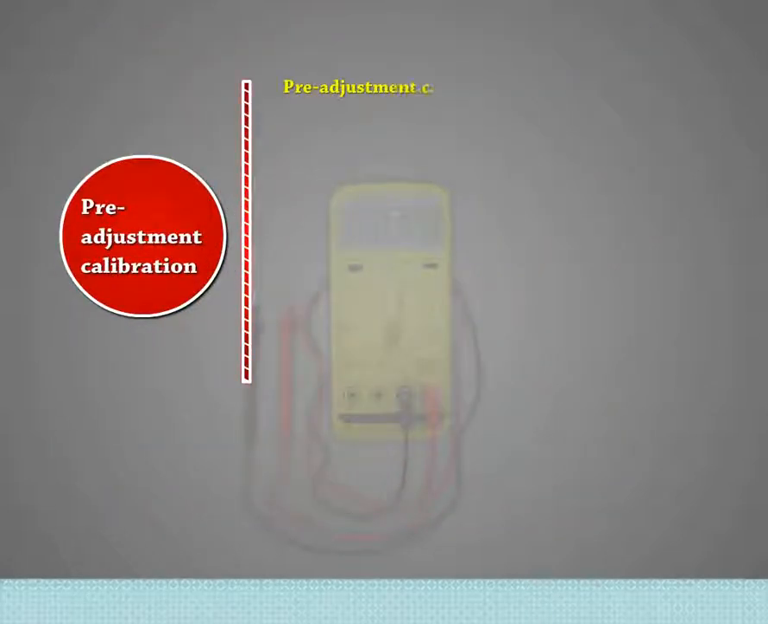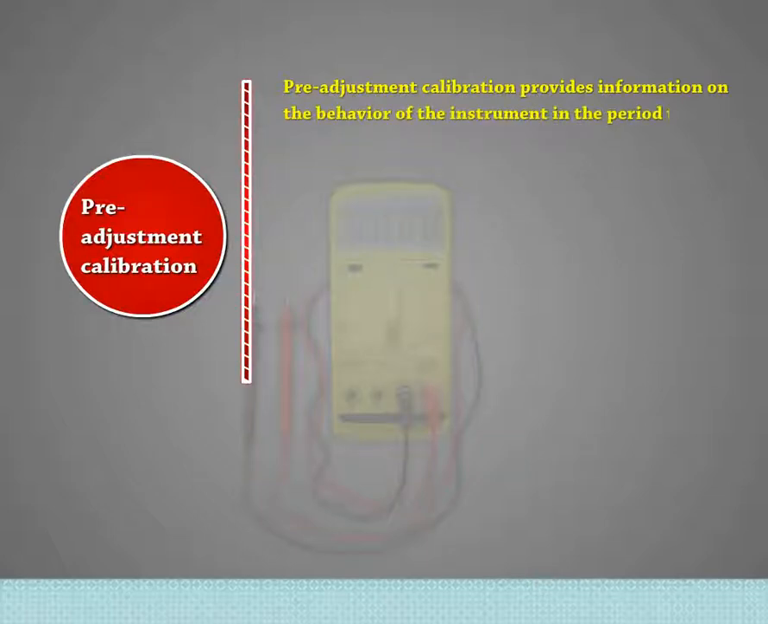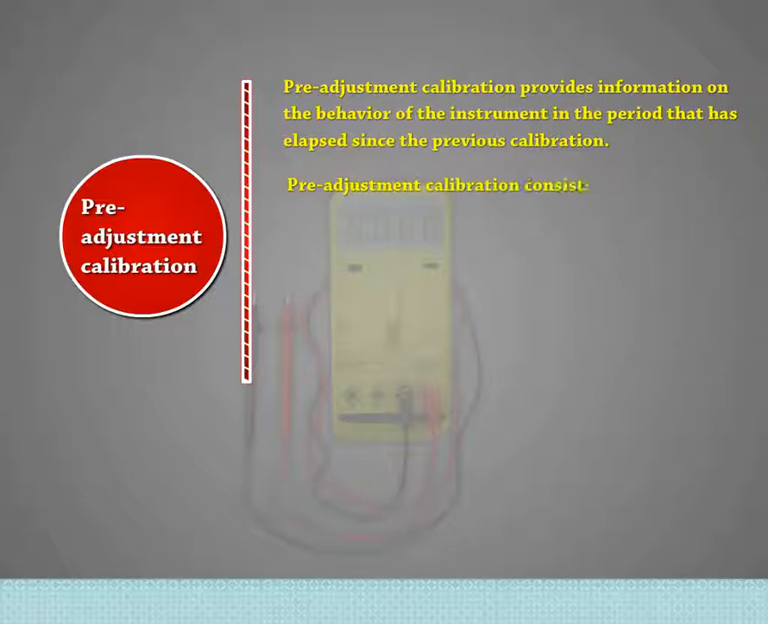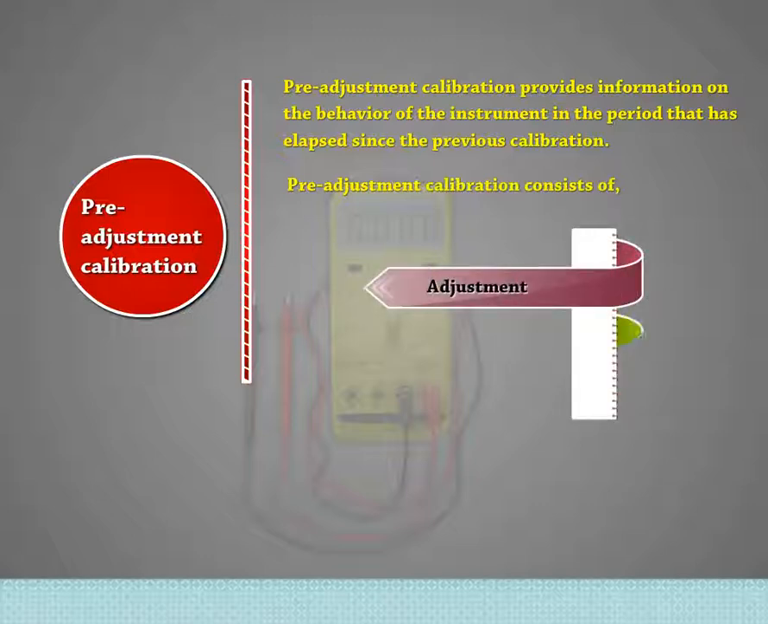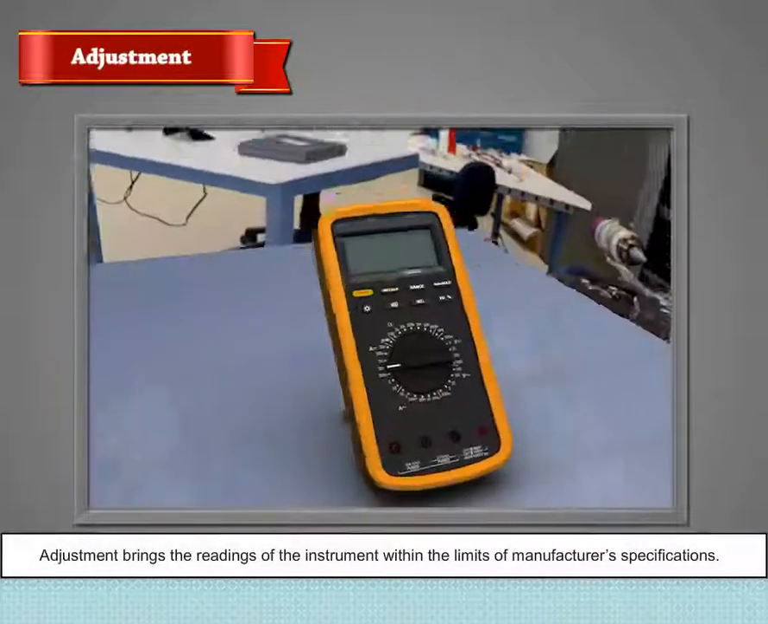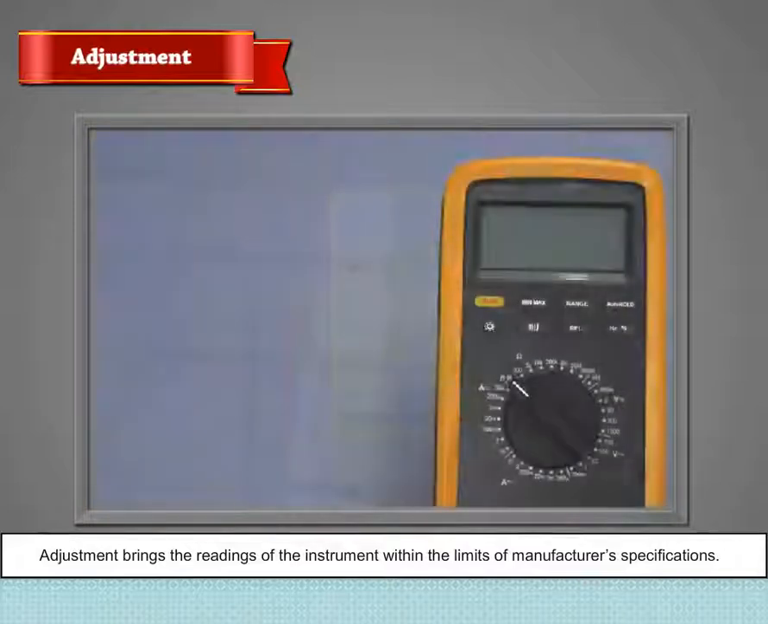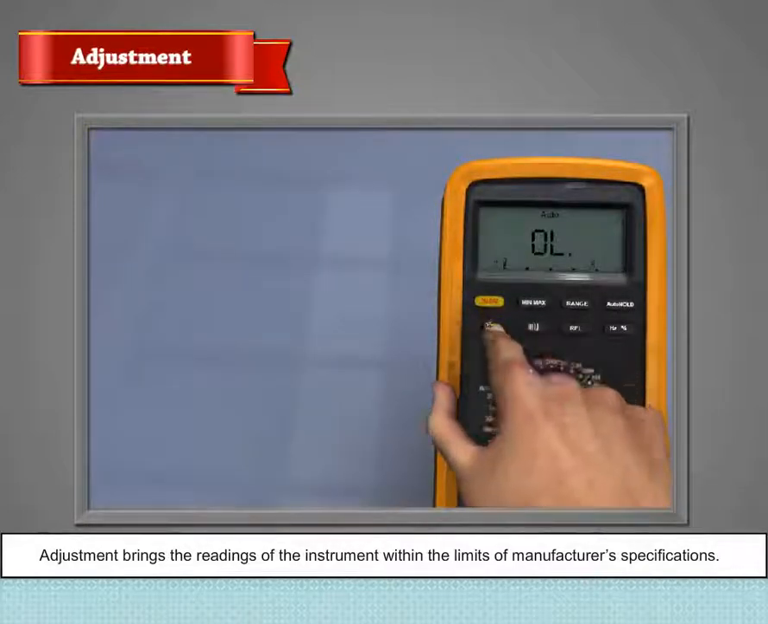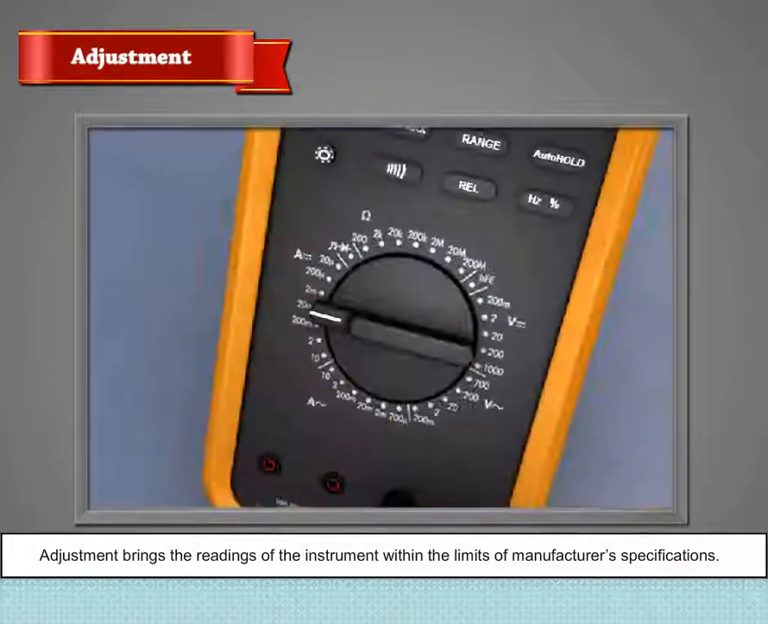Pre-adjustment calibration. Pre-adjustment calibration provides information on the behavior of the instrument in the period that has elapsed since the previous calibration. Pre-adjustment calibration consists of adjustment, post-adjustment. Adjustment brings the readings of the instrument within the limits of the manufacturer's specifications.